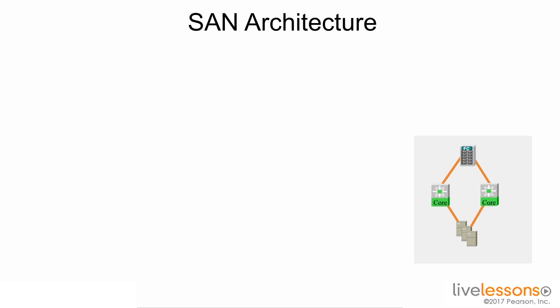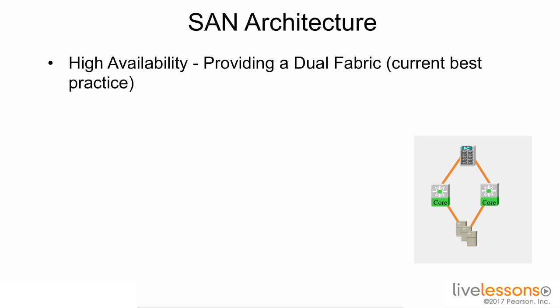There are several types of things we need to consider when we talk about building a SAN architecture. The first thing we need to consider is high availability. And this usually means providing a dual fabric scenario so that we have two paths always to get to the storage. We need our path to be highly available, and we need to make sure that they don't drop any frame. We also need to plan for fault isolation.